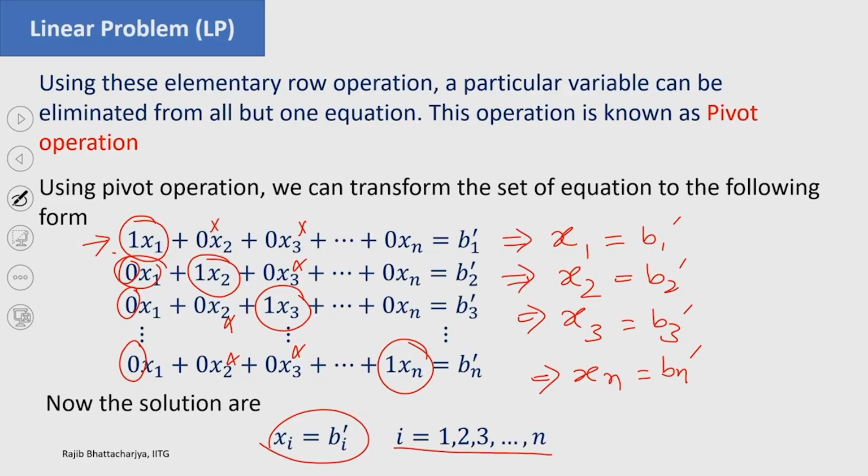Okay. So, using this row operation, I can eliminate a particular variable from all the equations, but keep it in only one equation. If we can transform our equations like that, the way we are doing here, I can easily find the values of x 1, x 2, x 3 and x n. This operation is known as pivot operation. Pivot operation means I am keeping a variable in one equation, and for the other equations the coefficient of that particular variable is equal to 0.